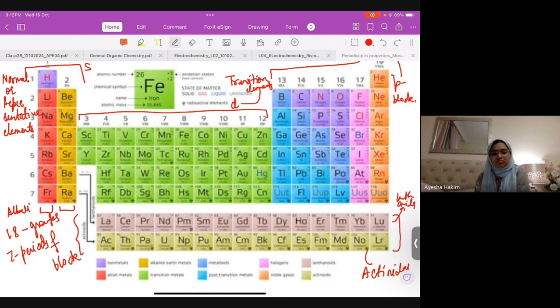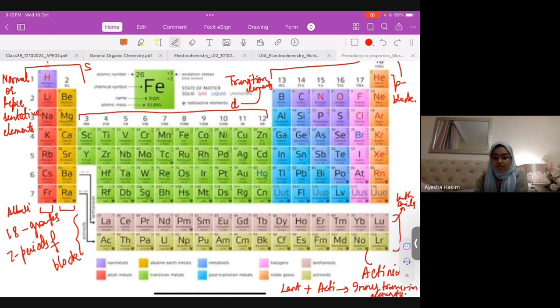Basically, these lanthanides and actinides are actually emerging out from the d block transition elements, and their f subshell has to be filled before the d orbitals. So these are called inner transition elements. The lanthanide and actinide combination is called inner transition elements.